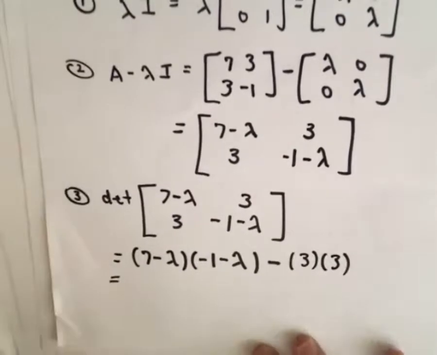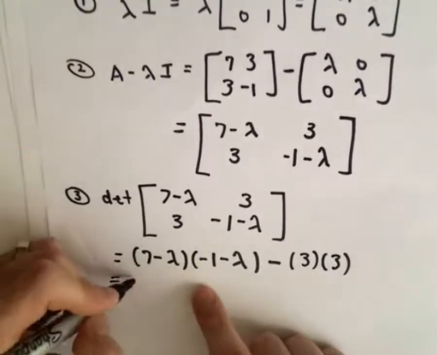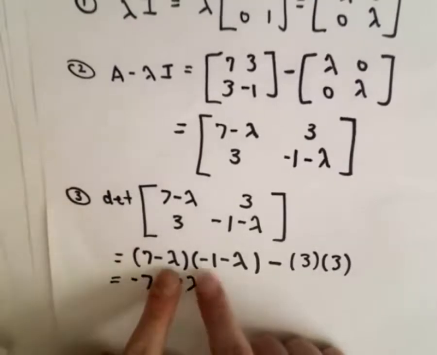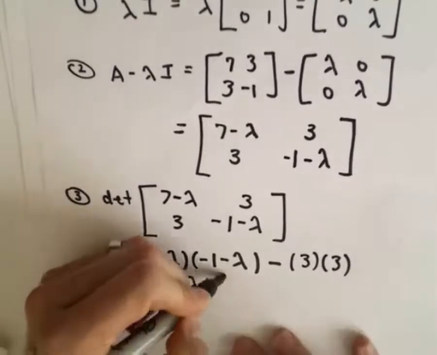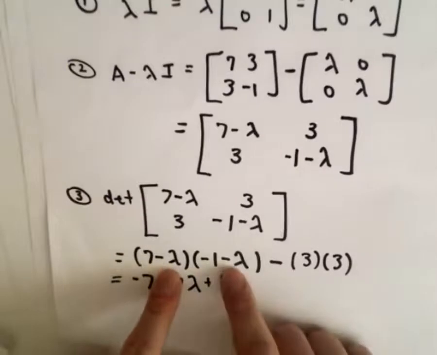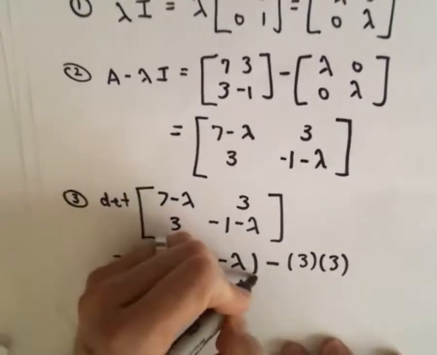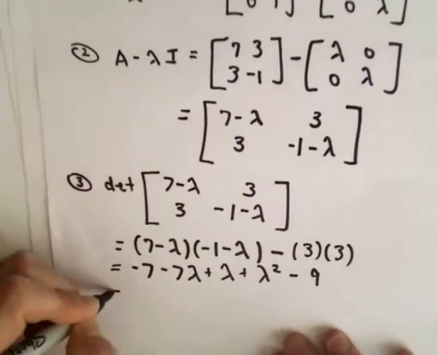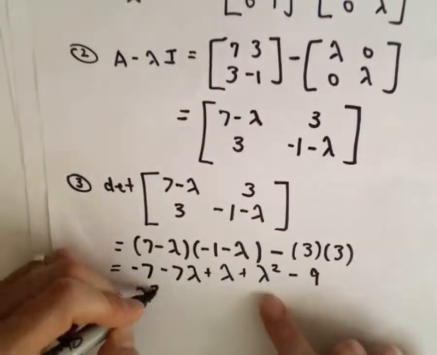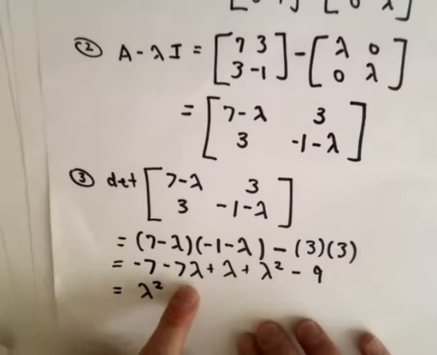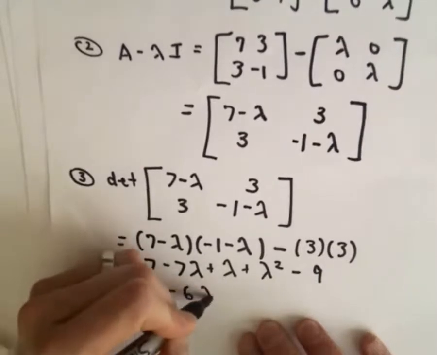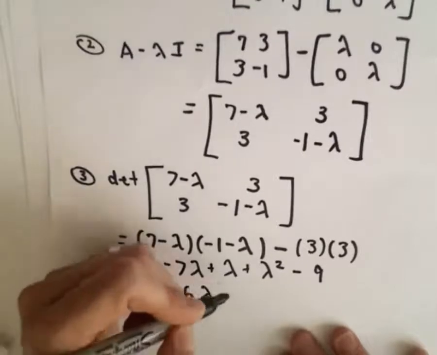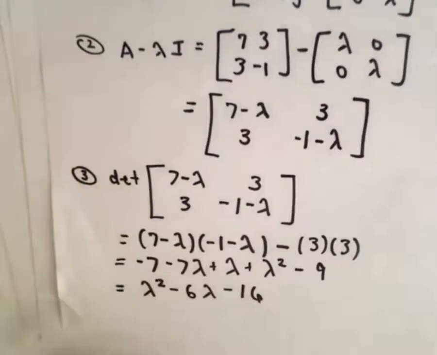Okay, so let's see if we can simplify this. We'll have negative 7 times lambda, minus 7 lambda. We'll have a positive lambda, and then negative lambda times negative lambda will be positive lambda squared. Then we'll have minus 9. So I'm going to write that as lambda squared. It looks like we're going to have a negative 6 lambda, and then negative 7 minus 9 is going to give us just negative 16.